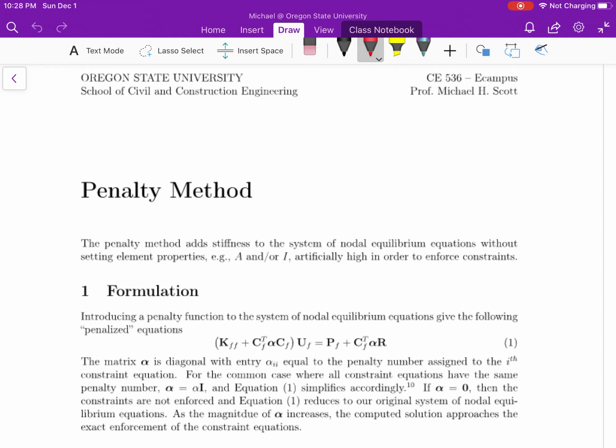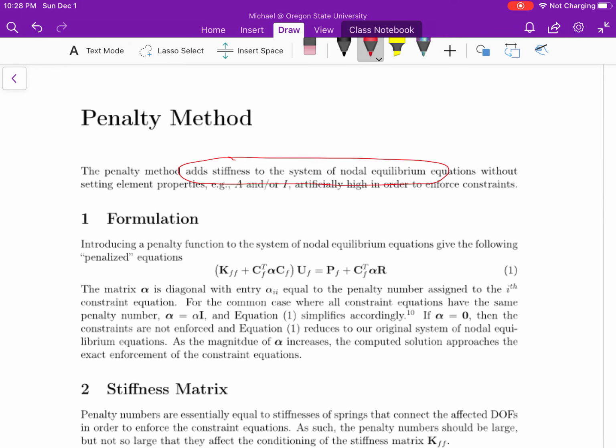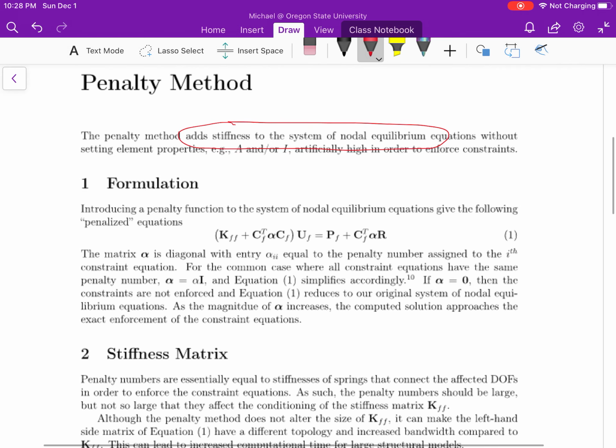Okay, so in this video, I'd like to talk about the penalty method of handling constraints. Basically, what the penalty method does is it adds stiffness to our system of nodal equilibrium equations without altering element properties, like setting A or I artificially high in order to enforce constraints. That's the brute force way to do it. The penalty method is, I guess, one shade lighter than the brute force approach of changing element properties.